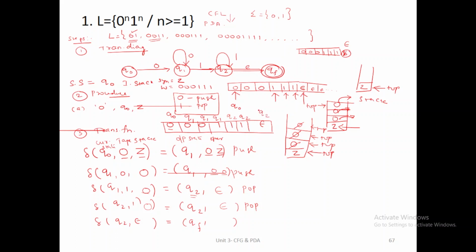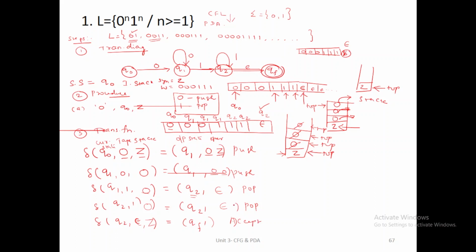So now Q2 reads an empty symbol on the tape and the stack contains Z as the topmost value. So if Q2 reads epsilon and the stack contains only Z as the topmost value, you can stop the procedure. Okay, so the tape is epsilon. So if Q2 reads epsilon, you can go to the final state. So this is the accept state.